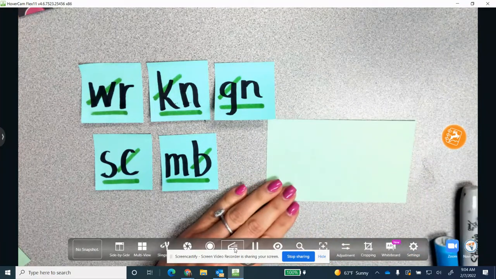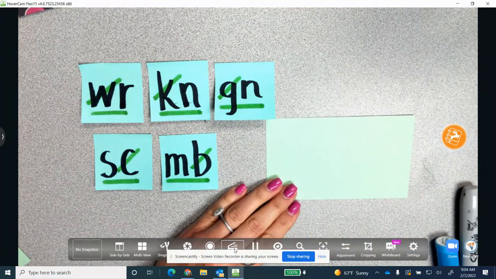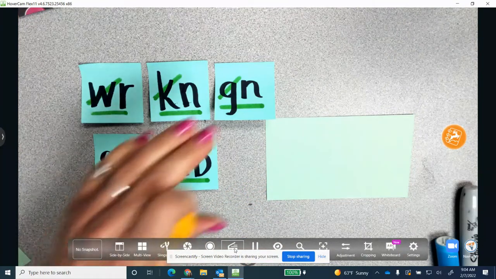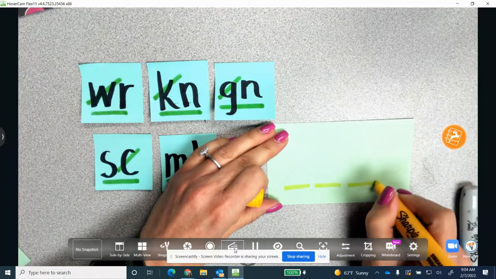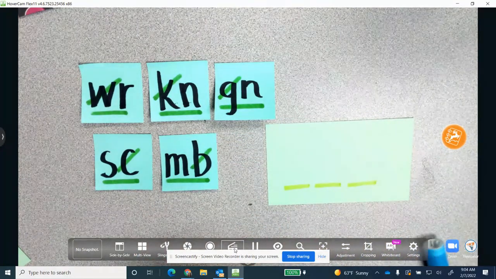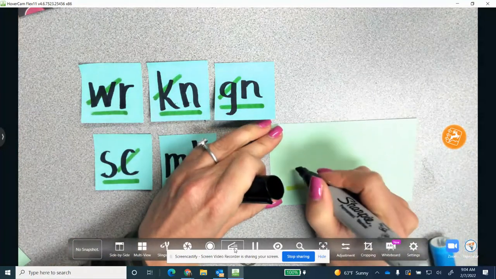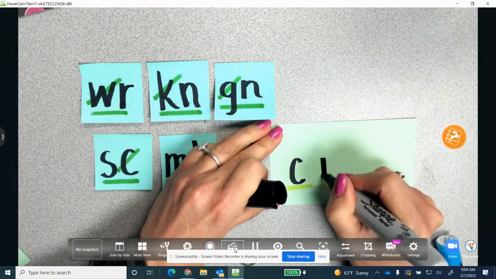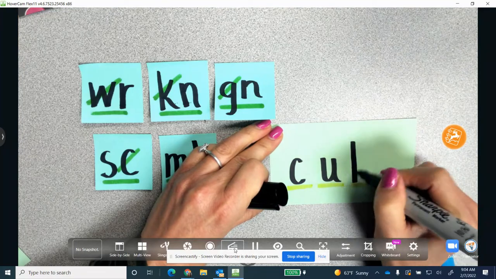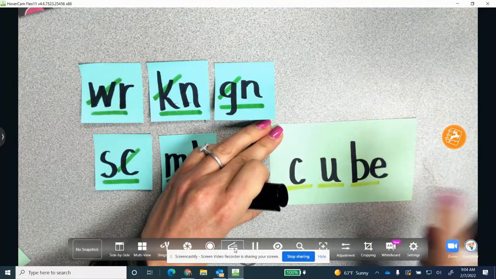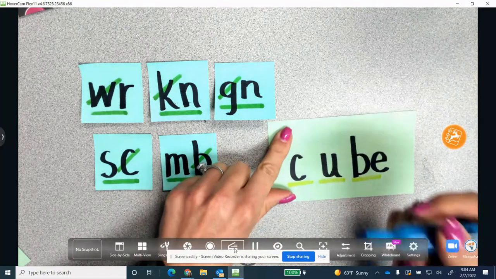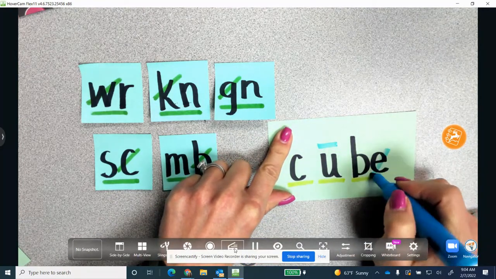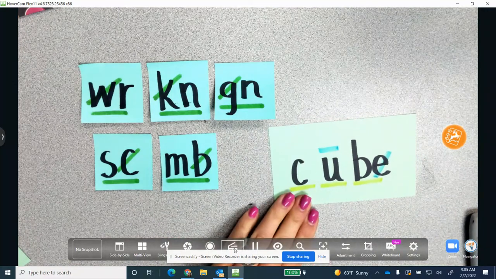Number 11 is cube. This box is in the shape of a cube. Now this is a review word. Cube. Silent E is going to jump over, make the U say its name, U. And now the E is silent. Cube.